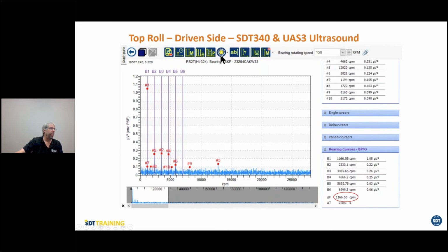Again, the same thing, the driven side. Look at how the BPFO is even clearer. I put the bearing cursors on. BPFO gives me what frequencies: B1, B2, B3, B4, B5, and so on, and the delta F between every one of them. You can see the speed is 150 RPM, so this thing is not going very fast.